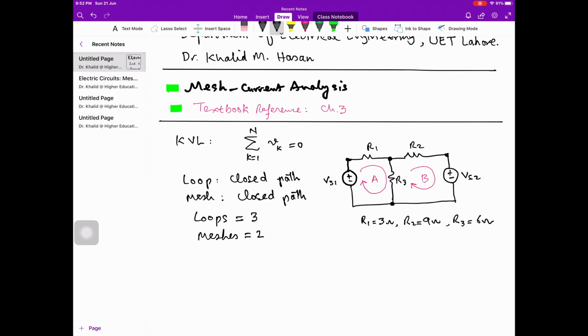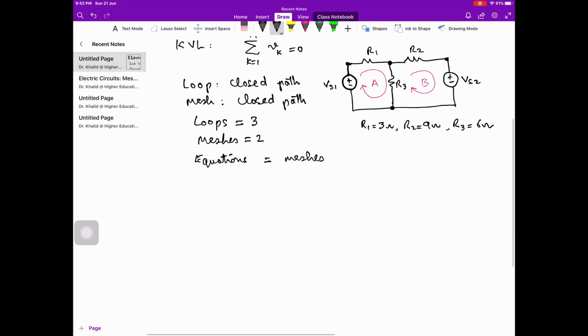In mesh current analysis, we need mesh equations equal to the number of meshes. So here we have 2 meshes, therefore we need 2 mesh equations. Now I will write the equation for mesh A. In writing the equation for a mesh, we start from somewhere and then we make a closed path. We go in this direction.